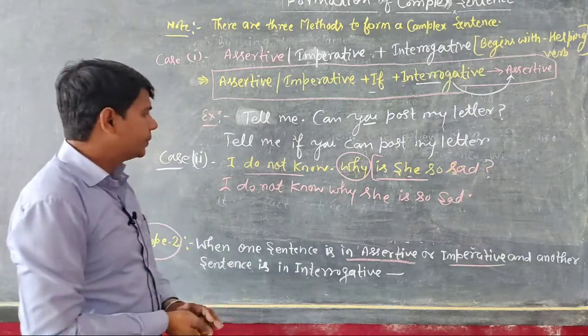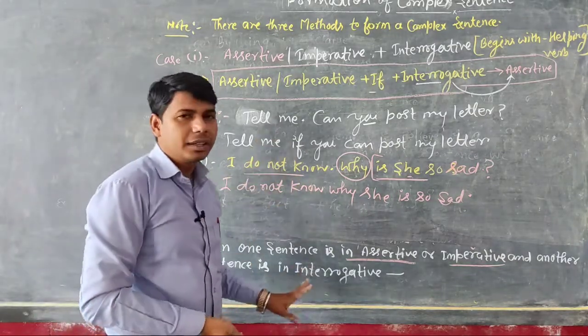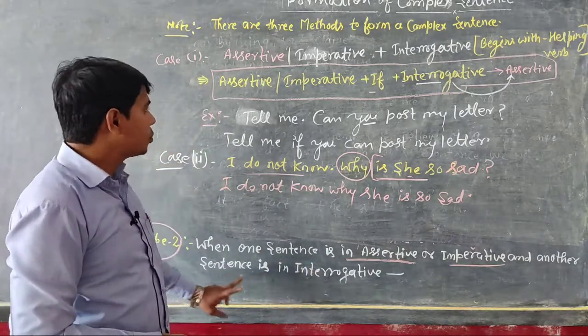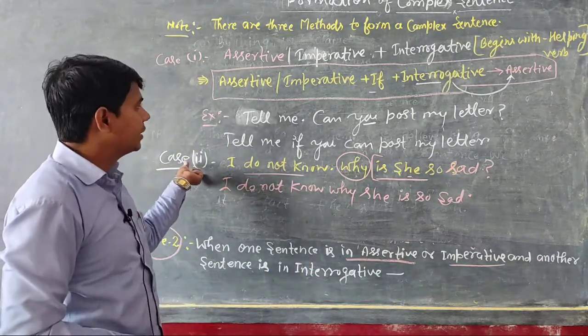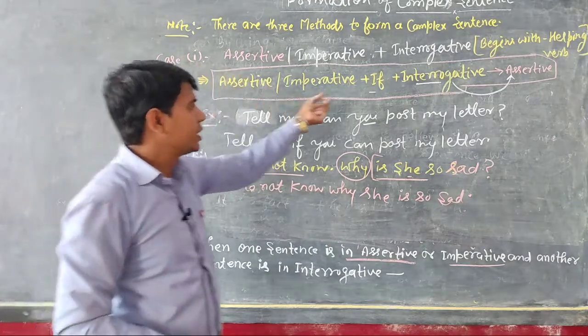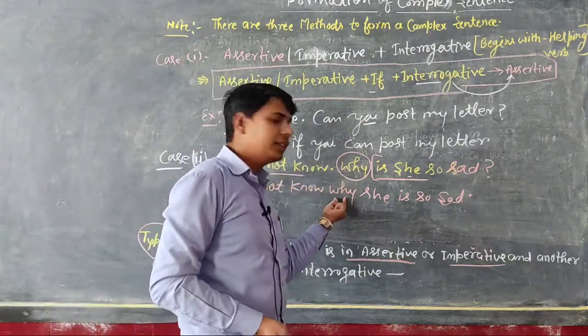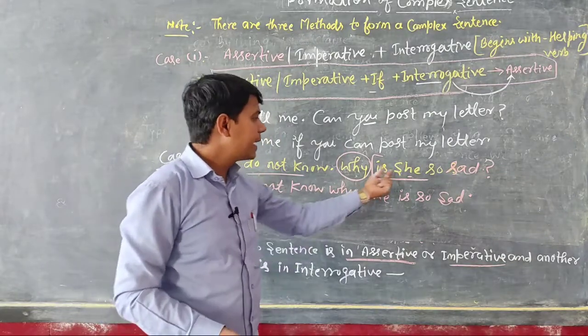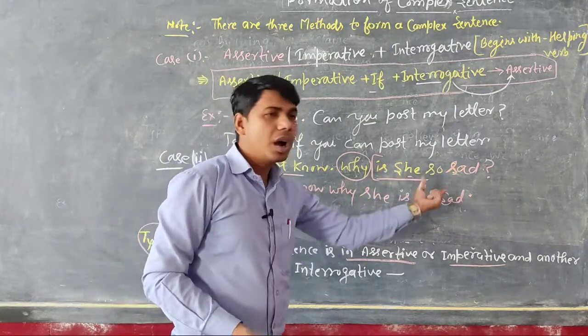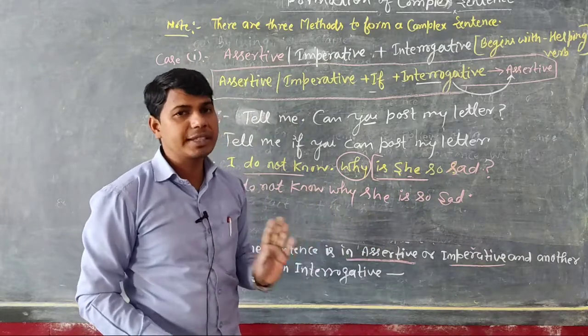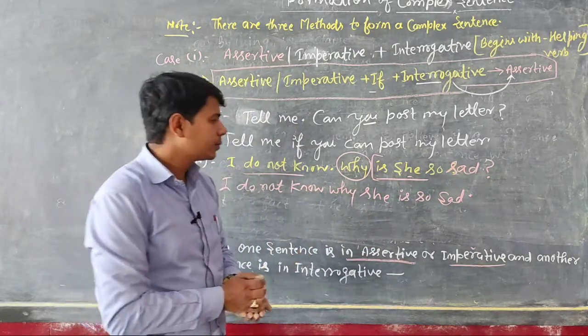So dear, I hope you have got my points very well. So in type second, you will have two cases, case first and case second. In case first, we use the conjunction if. In case second, we use the question word as the conjunction. Okay? And the remaining interrogative sentence changes into an assertive sentence. Just remember this point. Okay, dear?